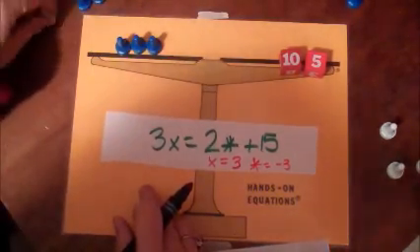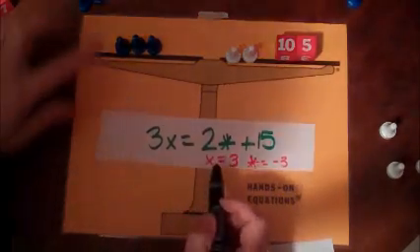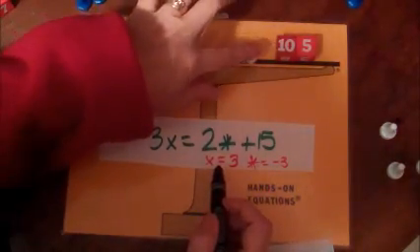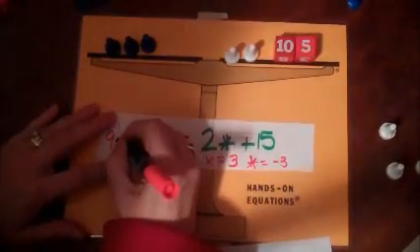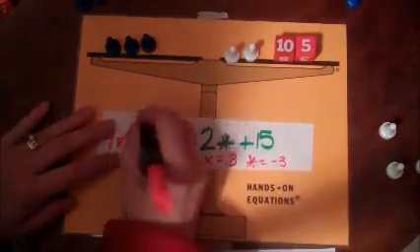3x, 2 pawns, 15: 3, 6, 9, negative 3, negative 6, plus 15 is 9. 9 equals 9. Check.